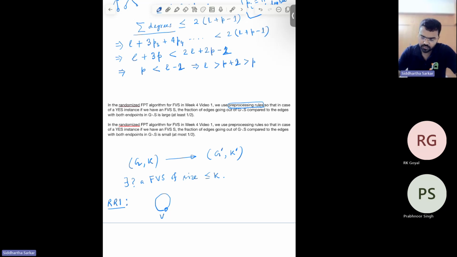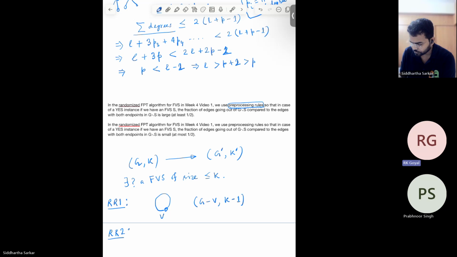So the rule is: if you have identified a vertex with a self loop, then you delete it. And then you ask, after deletion of this vertex, in G minus V, can we still delete at most k minus 1 vertices so that the graph becomes acyclic? K minus 1 because one vertex V is already deleted, so your budget is decreased by 1. Is it clear? Yes, yes.